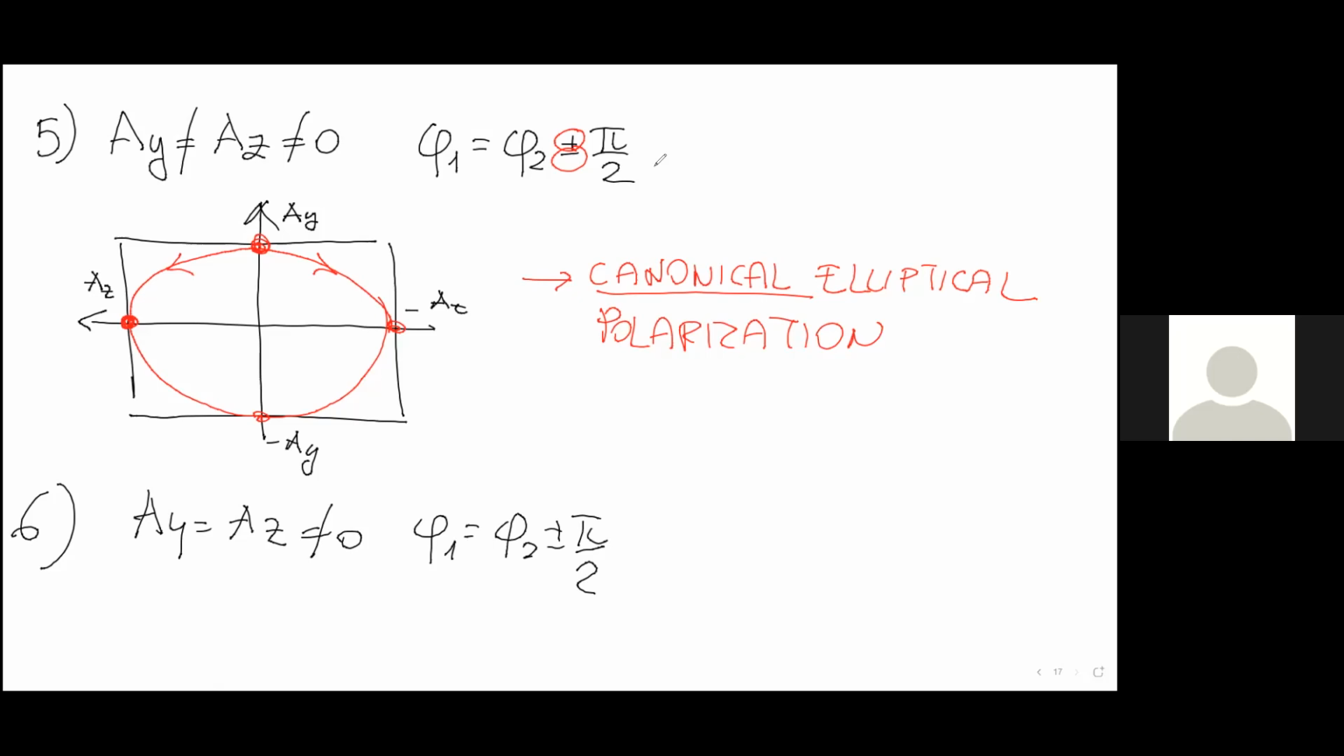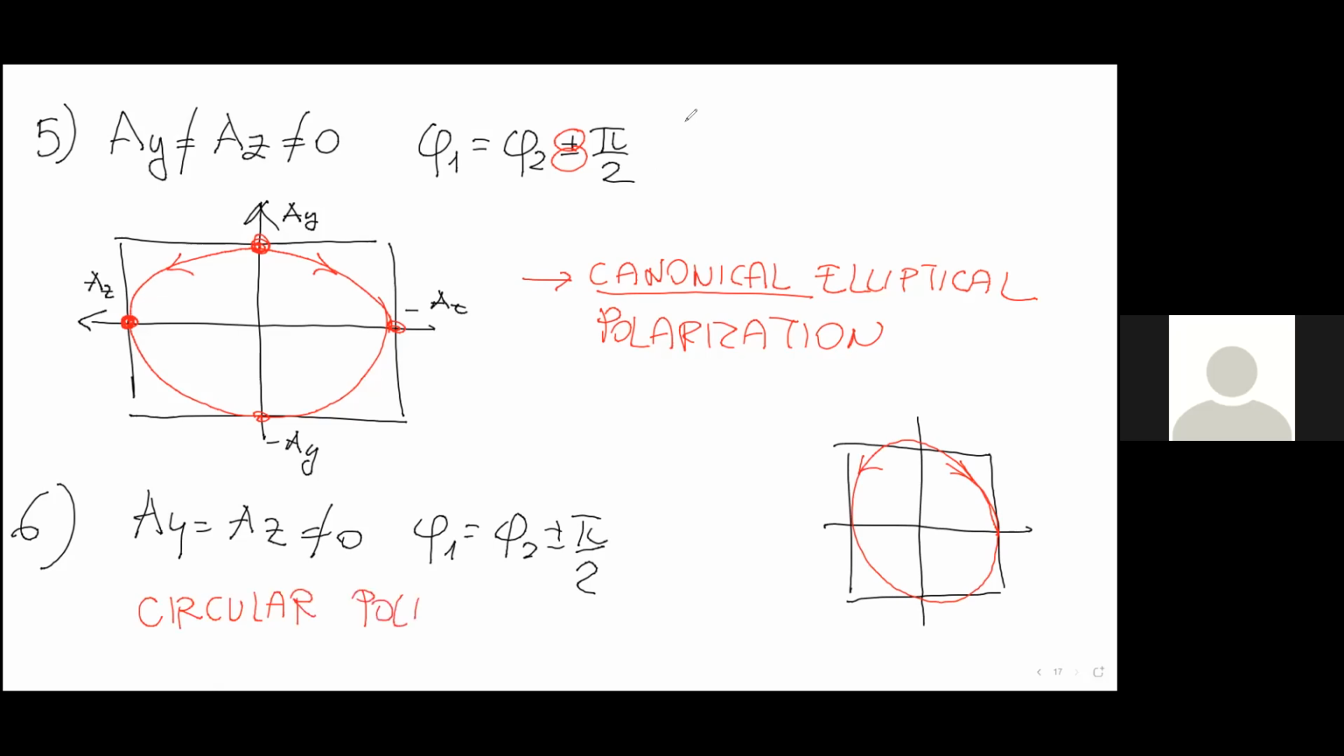Circular polarization, because the two fields oscillate between the same two extrema, and you have the so-called circular polarization.